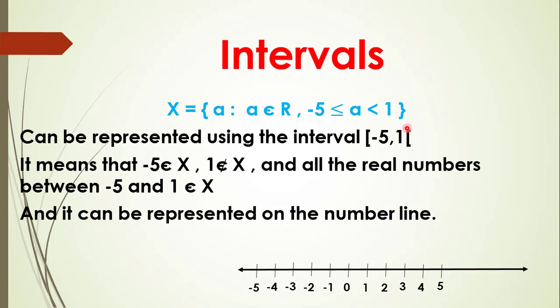Can we represent this interval on the number line? Yes. I'll start with -5. Here -5 is closed, so I'll draw a closed circle like this. 1 is open, so I'll draw an open circle. Now, where is the interval? All this zone is the interval: -5 and all the real numbers between -5 and 1.